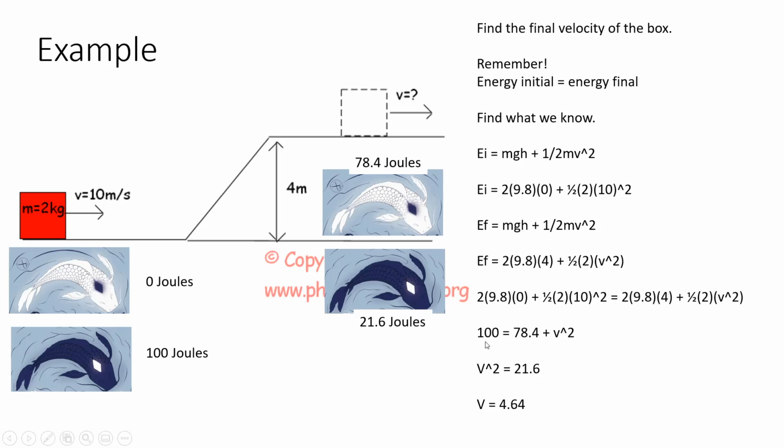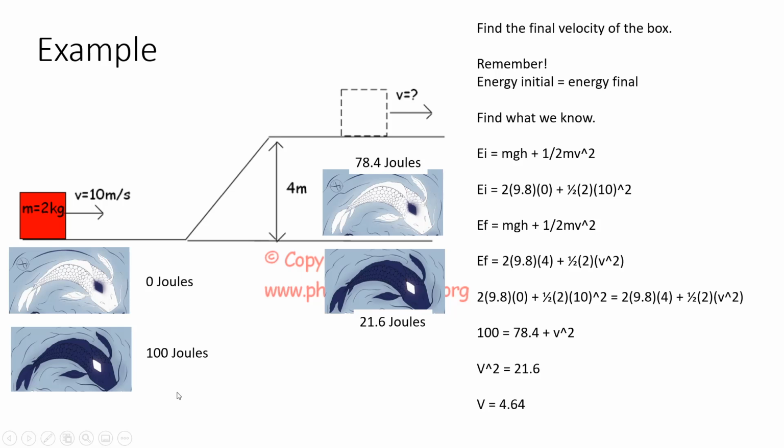So then you can subtract this from both sides. We're left with velocity squared is equal to 21.6. And then you take the square root of both sides. We get the velocity is 4.64. I forgot to put units here. Velocity is always in meters per second. So we know that the box is moving to the right at 4.64 meters per second.